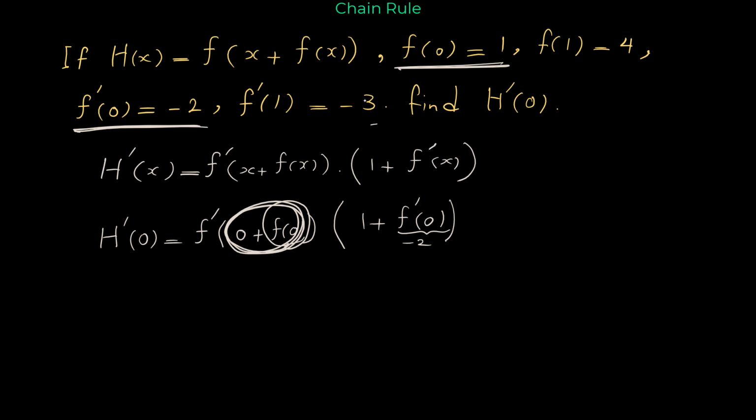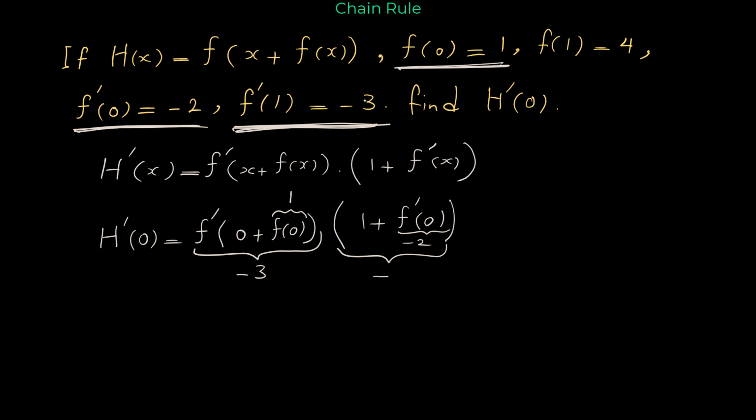What is f prime of 1? F prime of 1 is given negative 3. So f of 0 is 1 and f prime of 1 is negative 3. So this equals negative 3 times 1 plus negative 2, which is basically negative 1, equals 3. So h prime of 0 equals 3.